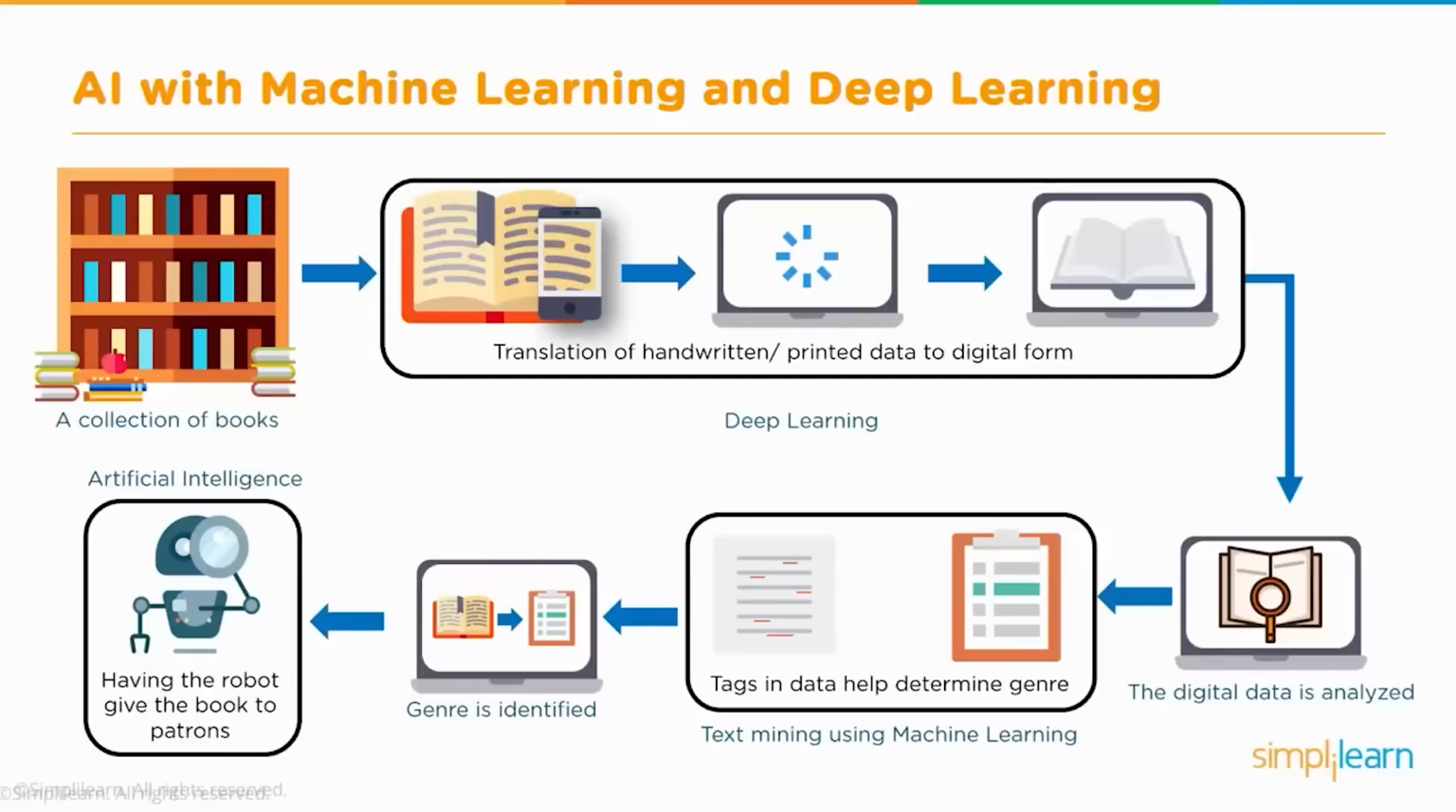Then we have more text mining using machine learning. So maybe we'd use a different program to do a basic classification of what you're looking for and say, oh, you're looking for auto repair and computers. So you're looking for automated cars. Once it's identified, then of course it brings you the book.